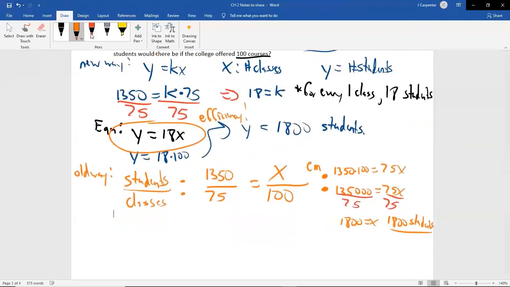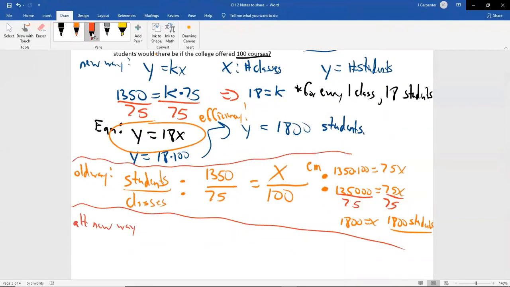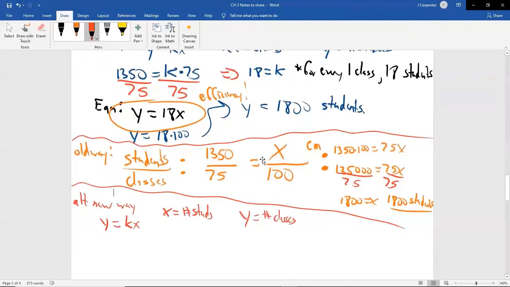Let me go one last time, and we're going to do this alternative new way. So I chose to do the X was the classes and Y was the number of students. Let's still do Y equals KX, but now I'm going to swap those. X is going to be the number of students, and Y is going to be the number of classes. Let's see what happens if we do it this way, if we still get the same answer and what looks different.